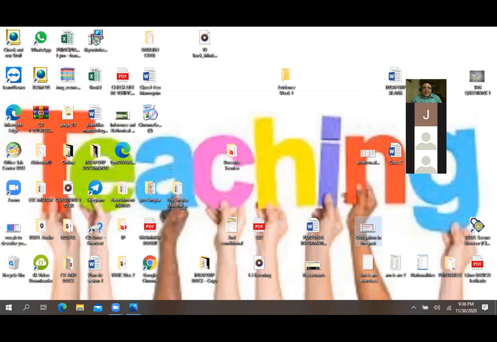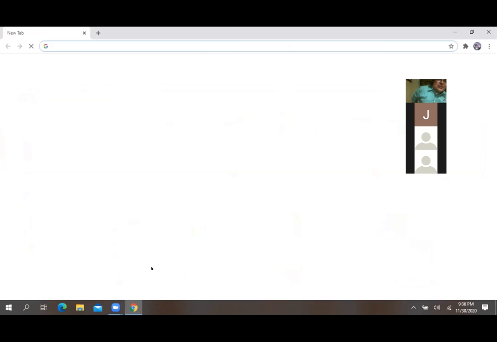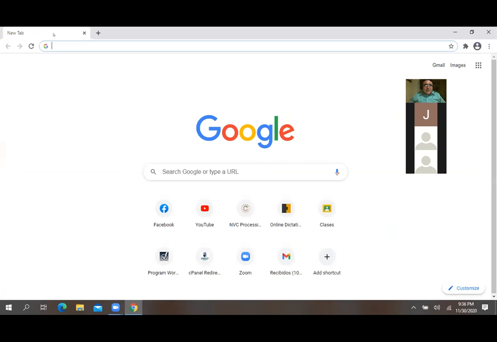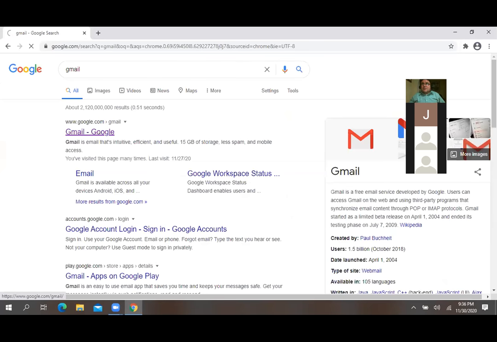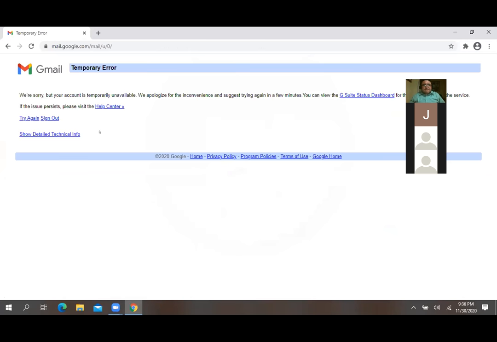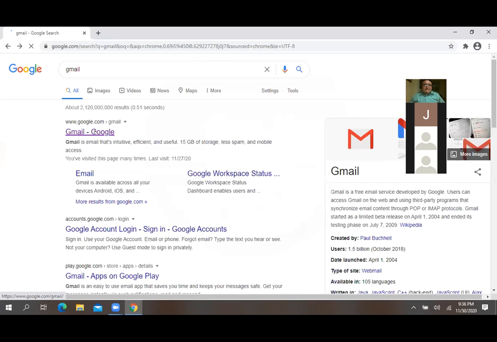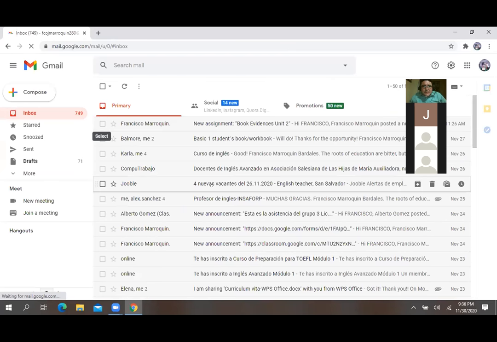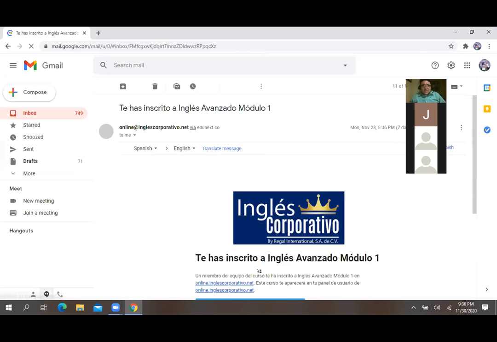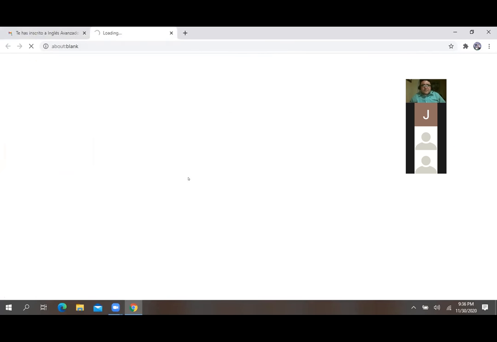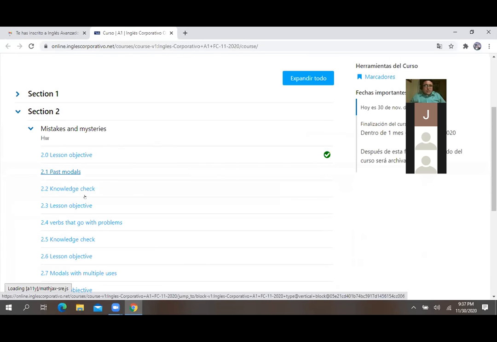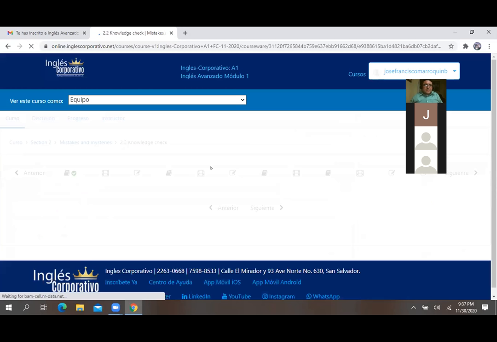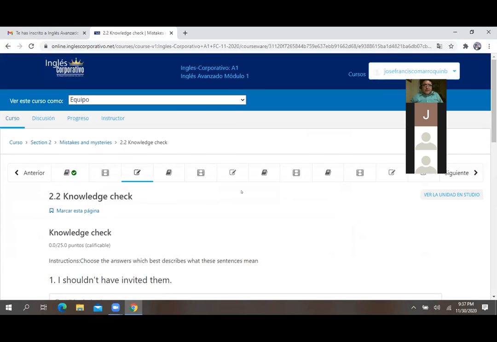Yeah. Okay, so let's do an exercise. Let me see this here. The internet connection is not good right now, so let me see if I can open my Gmail account. It looks like it was fixed. It's running. Now, module one. Okay, 2.2, knowledge check. Okay, let's see if I can open this. All right, can you see 2.2?